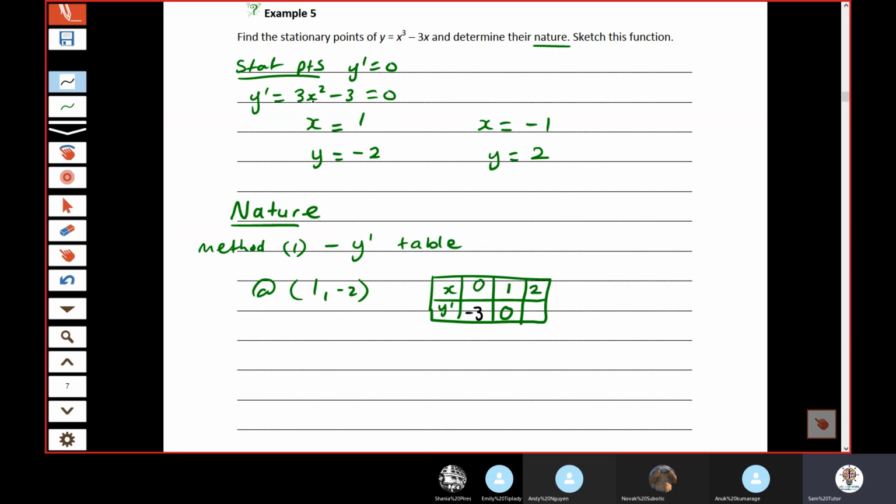At -3, sub in 2. 4 times 3 is 12. 12 take away 3 is 9. All right, and we'll do it again at -1 and 2. So that's not that hard, is it?